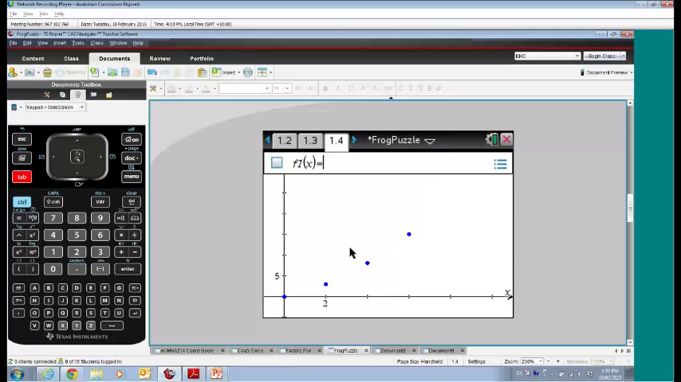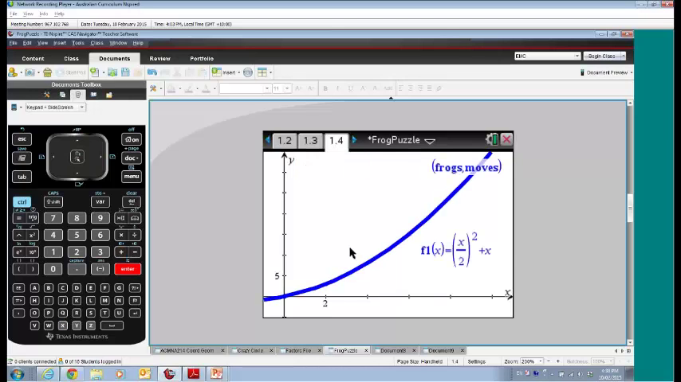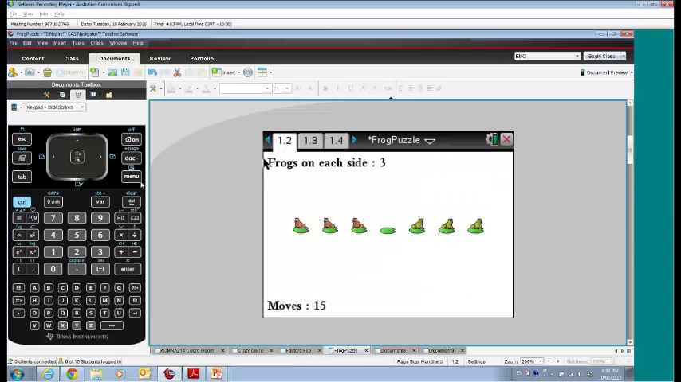If I press the tab key, I'll use x as my variable, and we'll have x over 2 squared plus x. And you can see there that so far our line passes straight through all of those points. And to get 4 in a row, we should be reasonably comfortable about predicting what would happen if we lined up some extra frogs. And then, of course, students can go and test that.